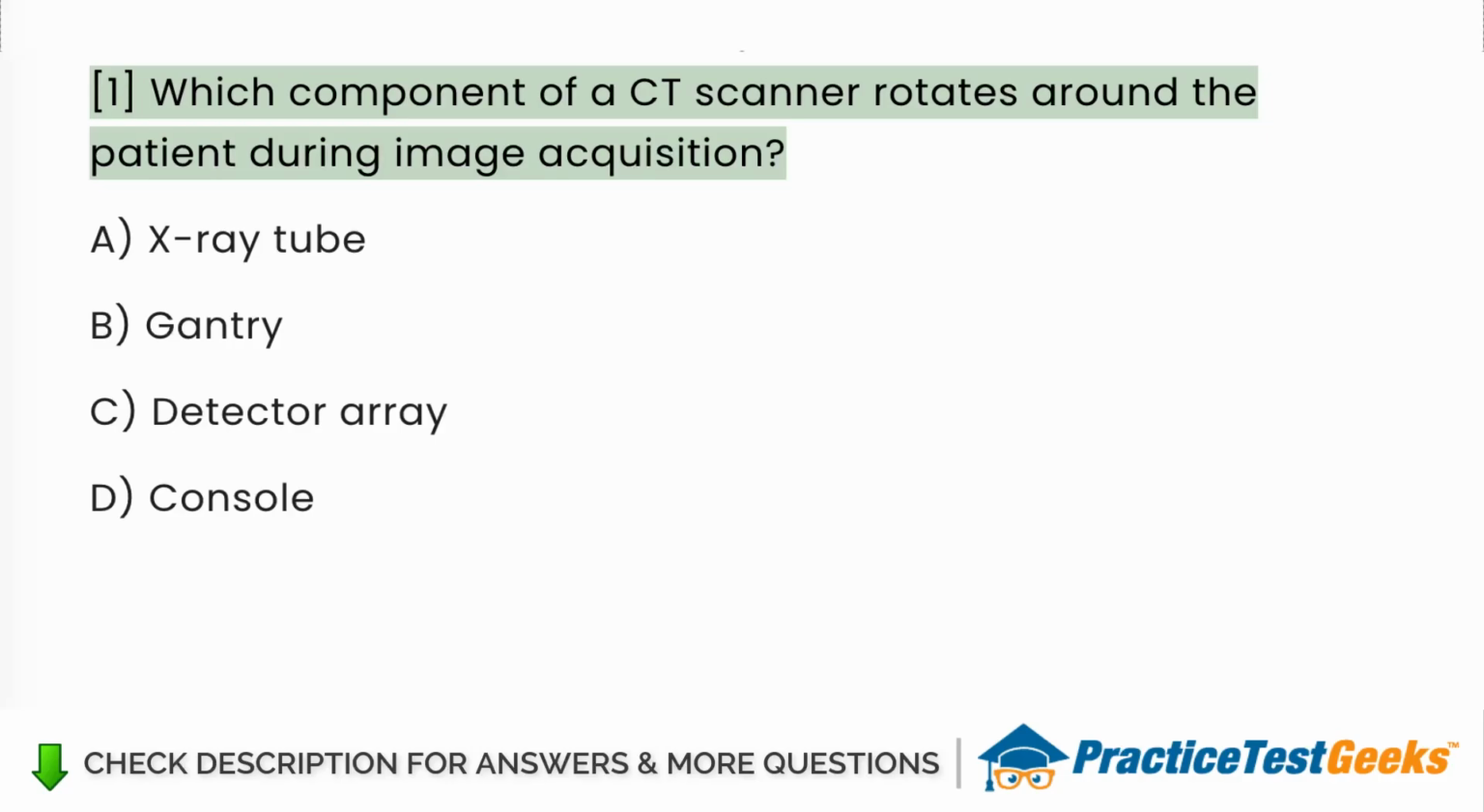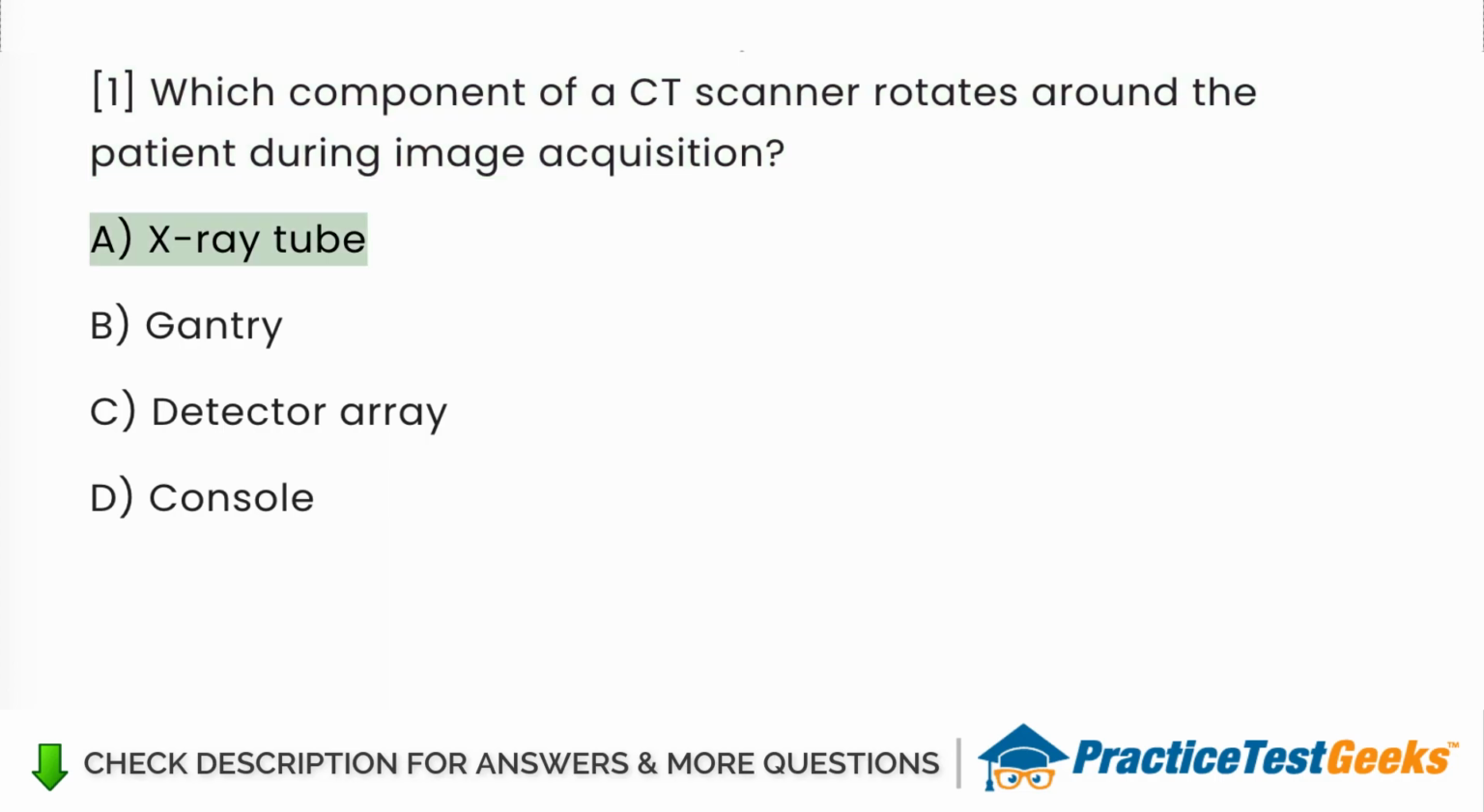Which component of a CT scanner rotates around the patient during image acquisition? A. X-ray tube. B. Gantry. C. Detector array. D. Console.